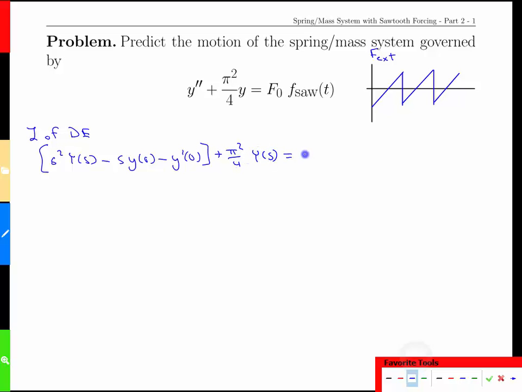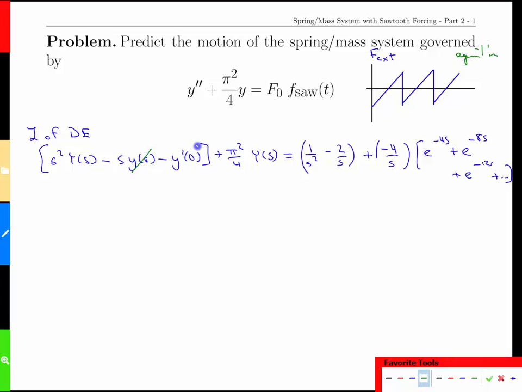And we had the transform of our sawtooth function, which was a leading term based on the start of this function. And then we had a pattern of -4 over s times all the step function exponentials, simply added together. To predict the motion, we need to solve for Y(s). So we'll start at equilibrium.